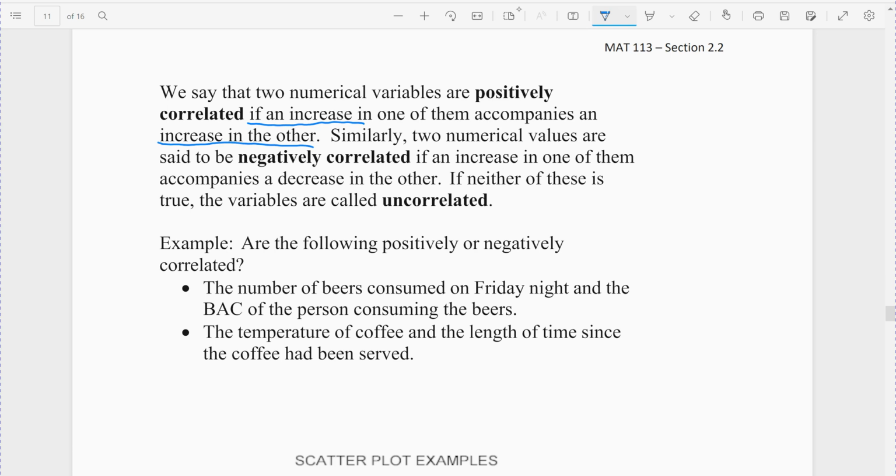Similarly, when we have two number values, we call them negatively correlated if as one increases, and again, typically that's time, as time goes on, then the value of the other comes down. It decreases. So as one increases, the other decreases, and that would be the decreasing case. So we'd have the negative correlation.